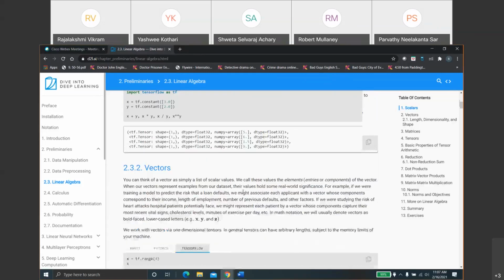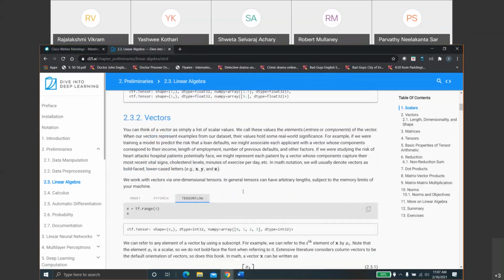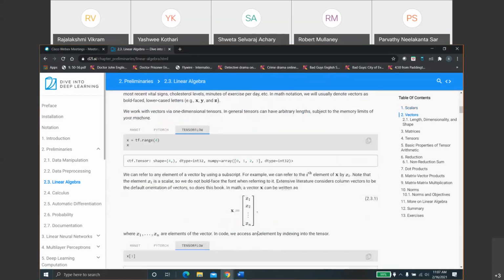What's a vector? A vector is a list of scalars. For example, if we initialize x to range 4, x will take the values 0, 1, 2, 3. So this is a vector. A vector can be a row vector or a column vector. Elements in the vector can be accessed. So 0, 1, 2, and 3 are the elements in the vector.